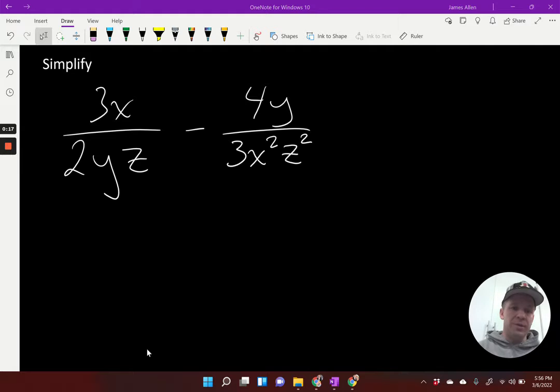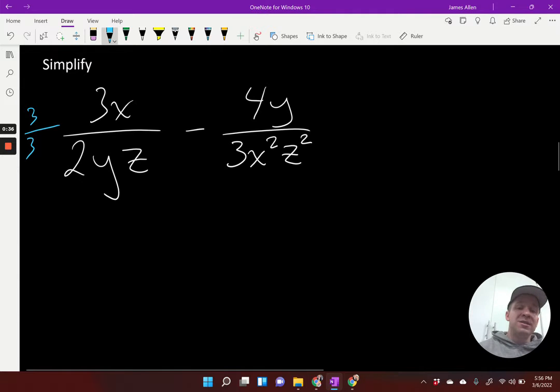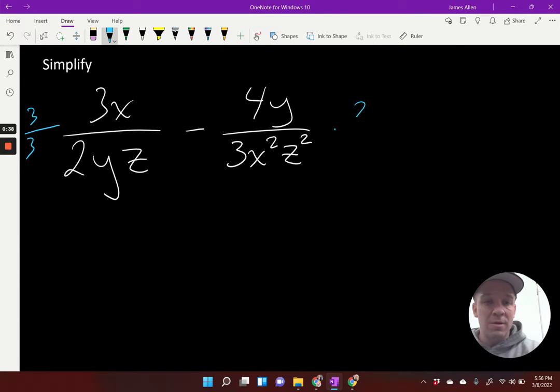All right, so I need to get my denominators to be the same if I want to put these two together and simplify, right? If I want to subtract them. So what do I need to do here? Well, I need to get my denominators to look the same. So if I look over here on the left one, my coefficients, I got 2 and I got 3. I'm going to need to multiply this one by 3 over 3 to make that a 6. And I need to multiply this one by 2 over 2 to make that a 6.